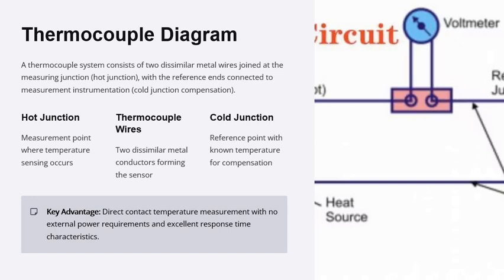And then the thermocouple basic diagram. We have two junctions, the cold and hot junction. Two dissimilar material wires are joined at the measuring junction or hot junction, with a reference end connected to the measurement instrument, the cold junction compensator. The hot junction measures the temperature, with thermocouple wires and cold junctions.